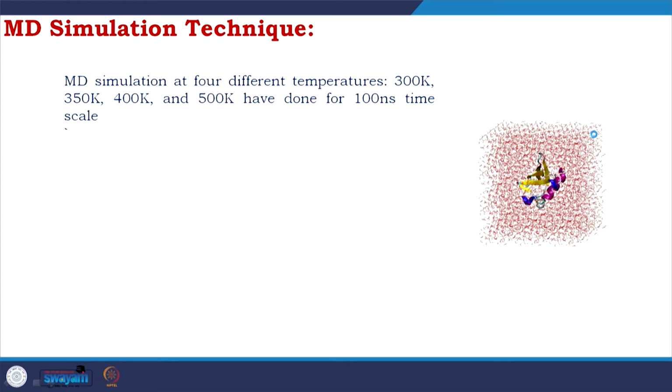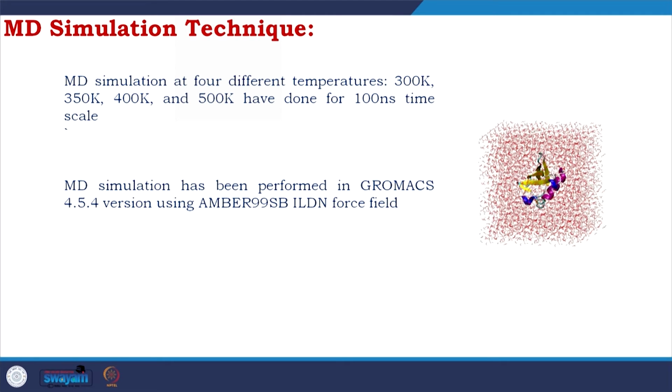We performed MD simulation at 4 different temperatures: 300 Kelvin, 350 Kelvin, 400 Kelvin and 500 Kelvin, and have done it for a 100 nanosecond time scale. MD simulation has been performed in GROMACS 4.5.4 version using the AMBER 99 SB-ILDN force field.